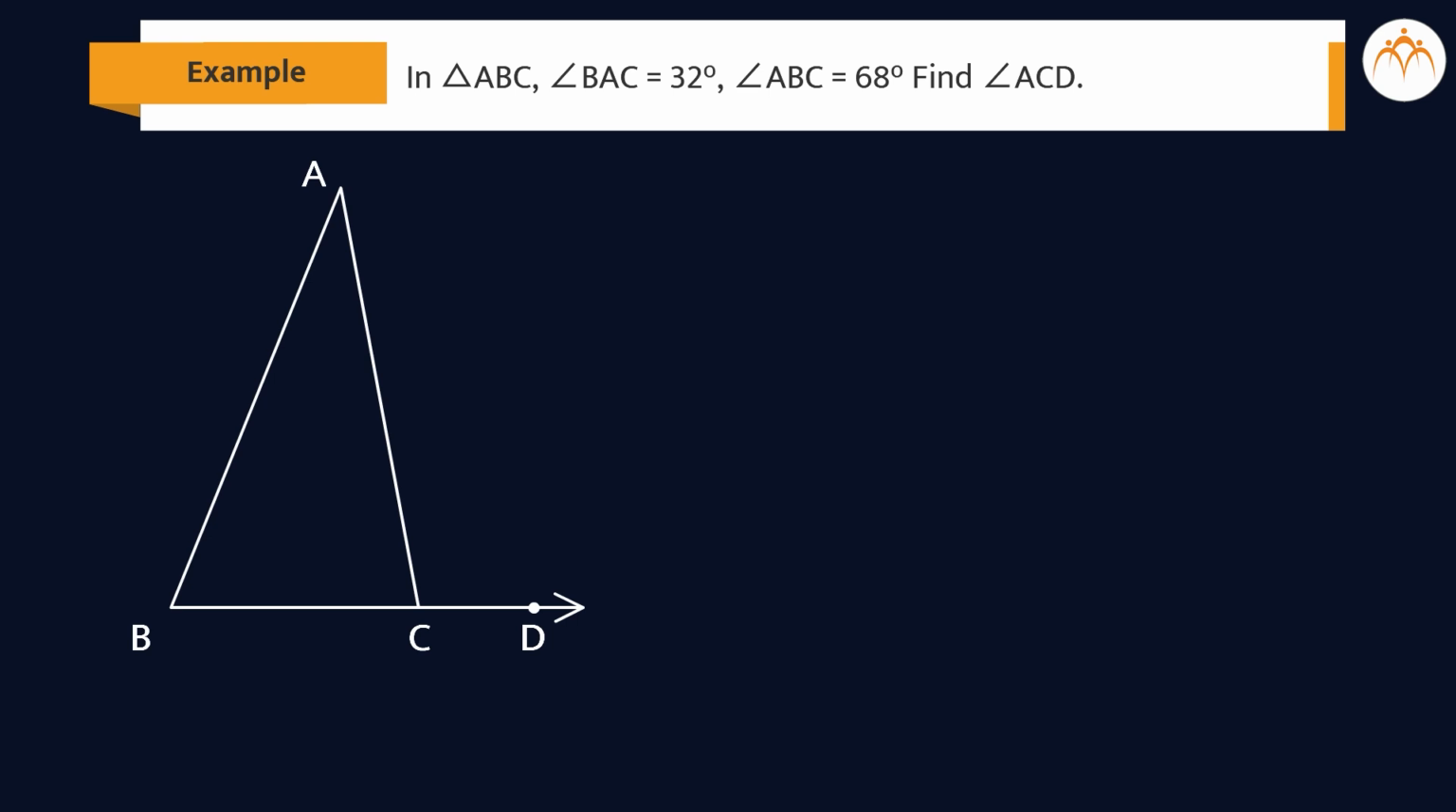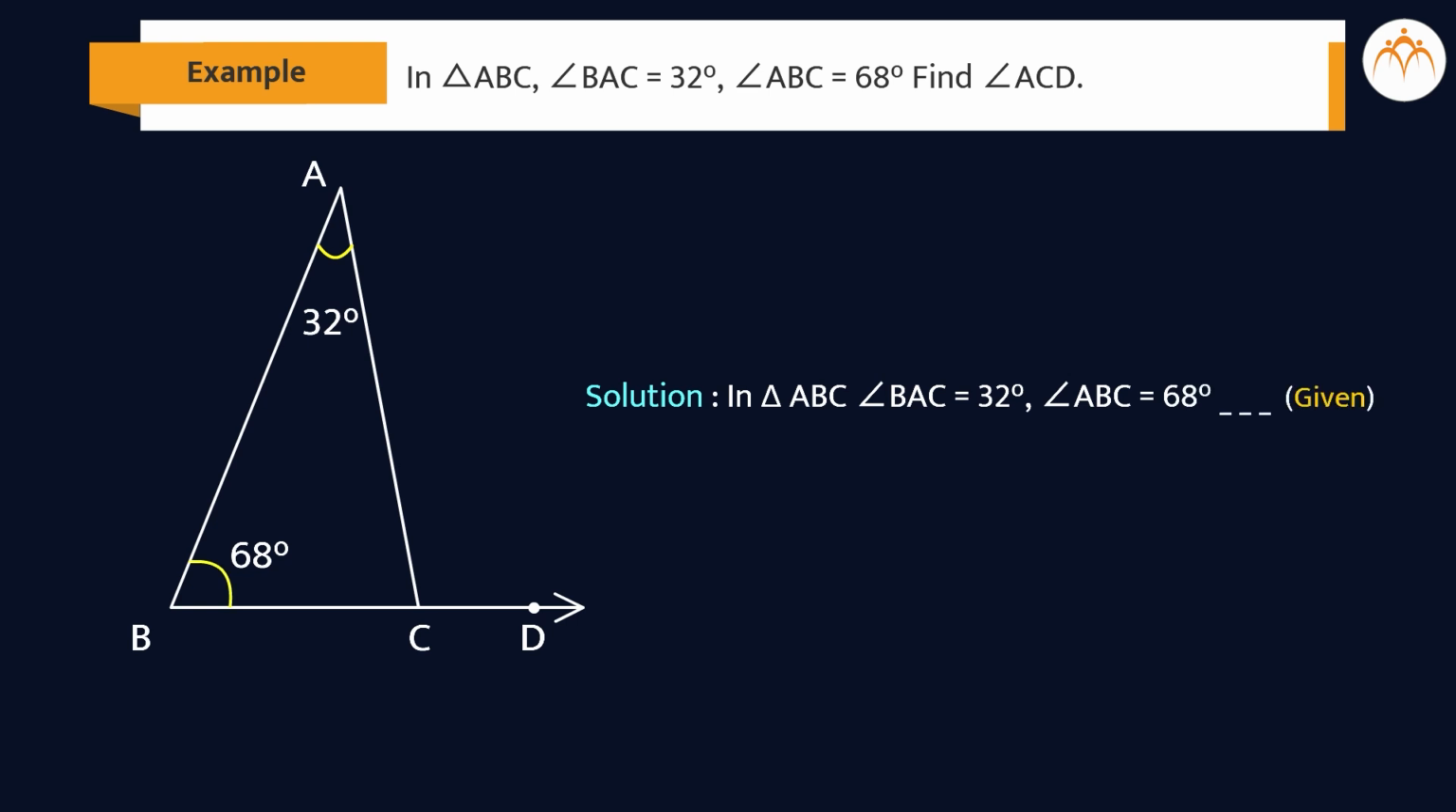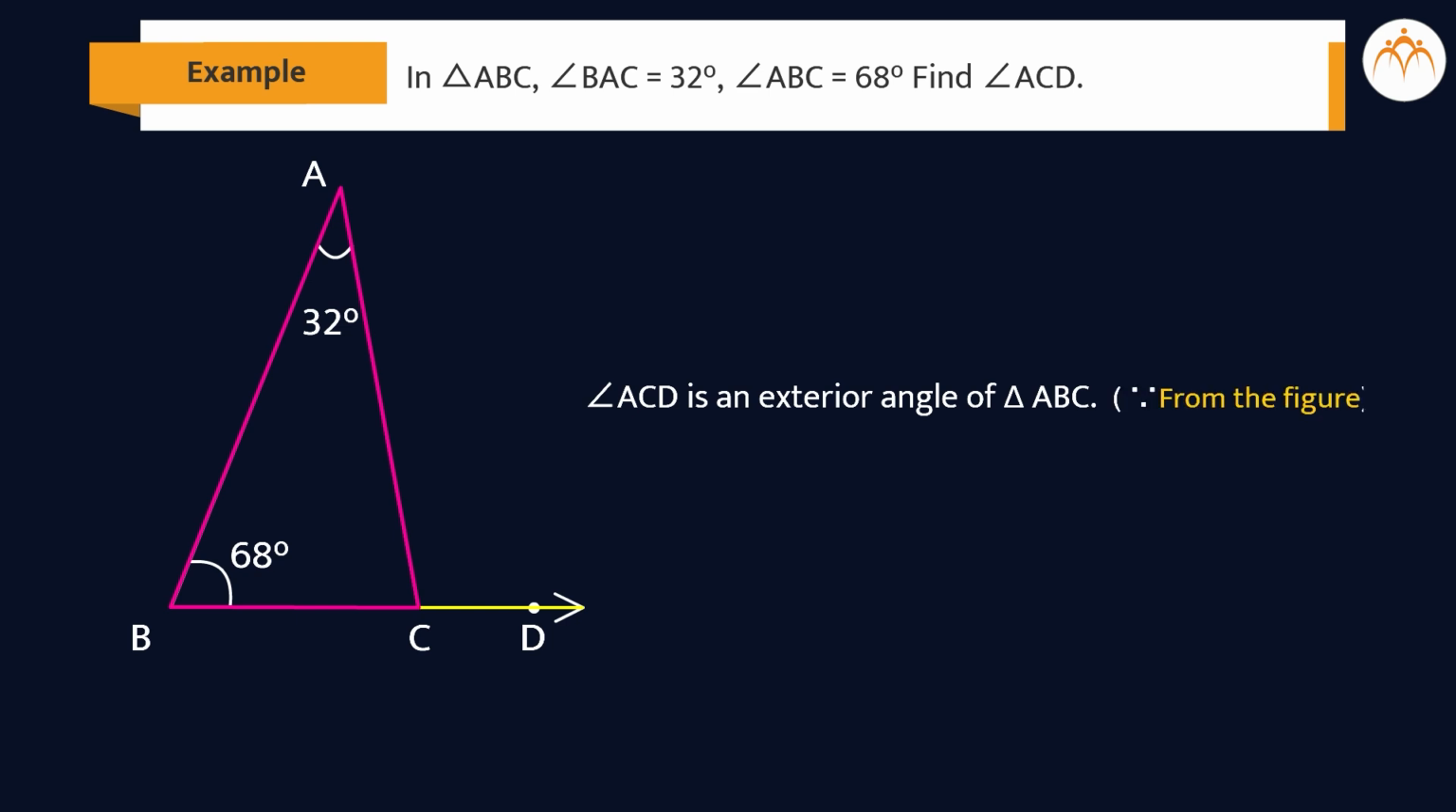Look at this figure. In triangle ABC, measure angle BAC is 32 degree. Measure angle ABC is 68 degree. So find measure angle ACD. Solution. In triangle ABC, measure angle BAC 32 degree. Measure angle ABC 68 degree. This is given. Angle ACD is an exterior angle of triangle ABC. This is from the figure.